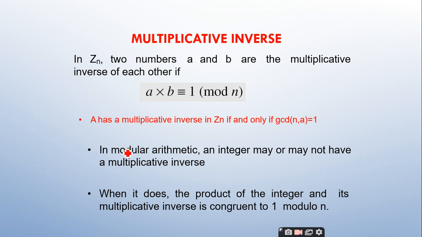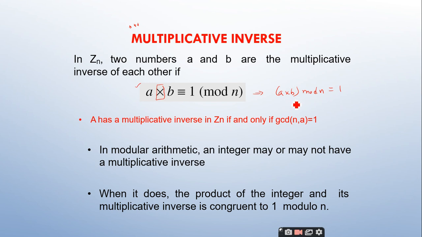And coming to the multiplicative inverse, which plays a very important role in cryptography, right? In Zn, two numbers a and b are multiplicative inverses of each other if they satisfy this particular formula, that is a * b. Why? Because this is a multiplicative inverse, that is the reason why we are considering the multiplication operation, right? So a * b is congruent to 1 mod n. In simpler form we can write it as (a * b) mod n is equal to 1, right?